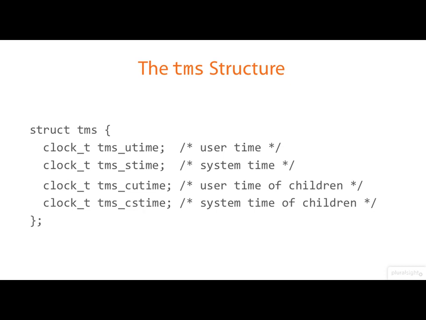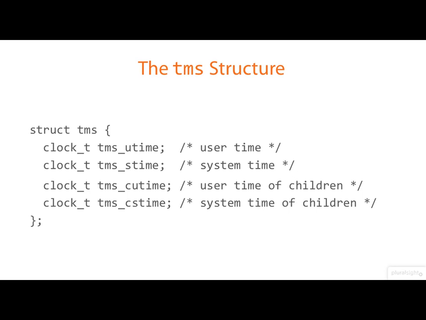Let's have a look at the tms structure in detail. We'll see it contains fields for the user time, the system time, the user time consumed by our children, and the system time of our children. These are all clock_t's.